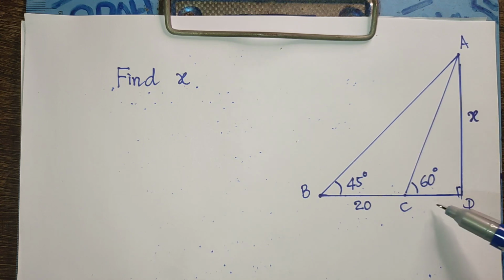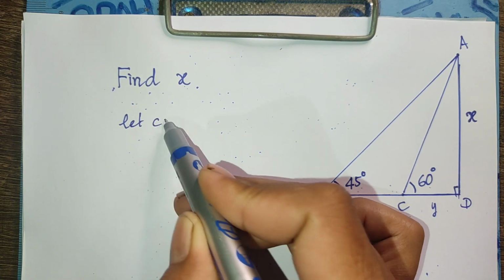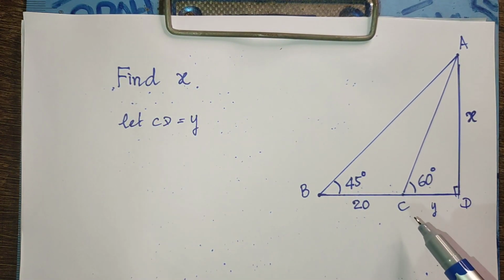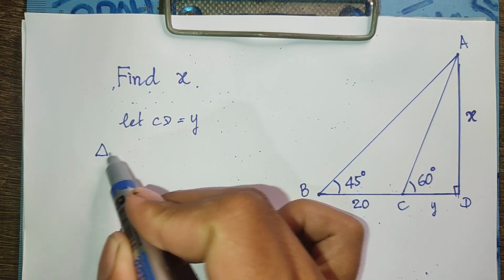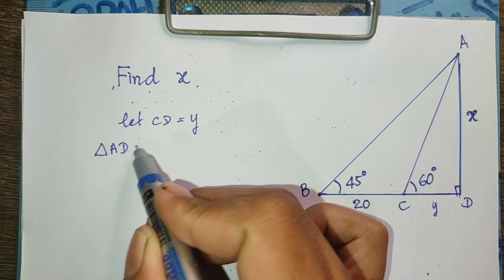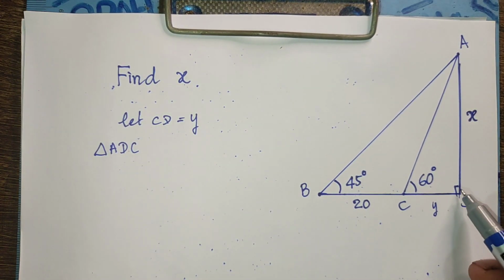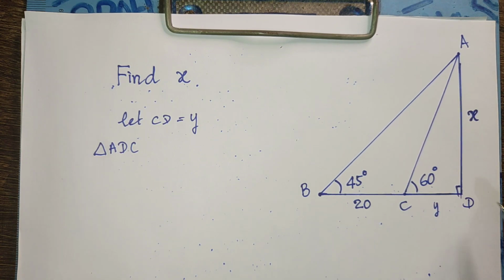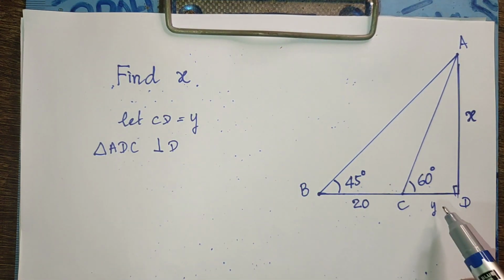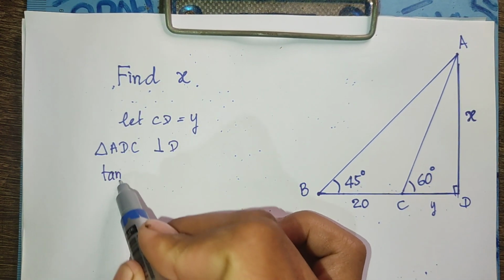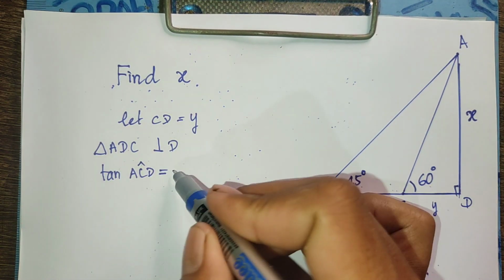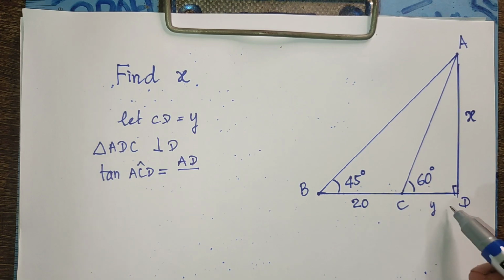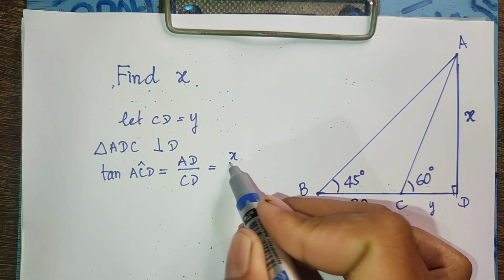Now I let CD equal y. In triangle ACD, or ADC, we have this angle, it is right angle at D. So now we will use tan of angle ACD, which is equal to AD divided by CD, so it's equal h divided by y.